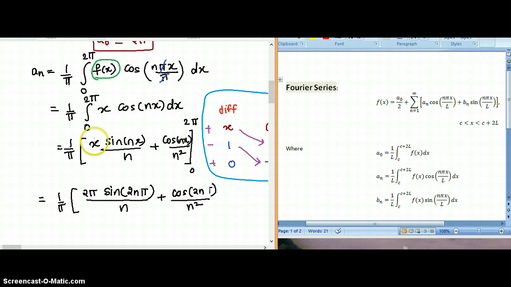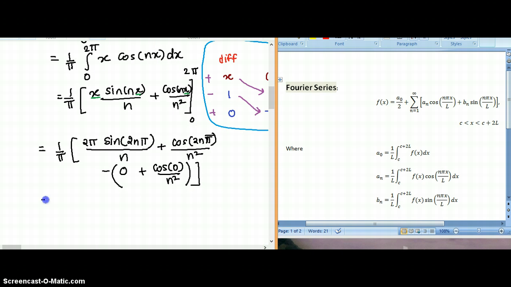When we are replacing x by 2 pi, we need to replace this x and the x over here. Now minus the lower limit. When we replace x by 0, we get 0 plus 0 into sine of 0 becomes 0. Cos of n into 0 is 0 over n square. Okay, which is equal to 1 over pi, 2 pi.